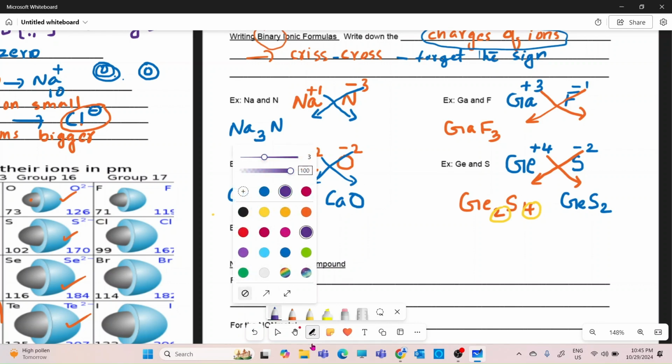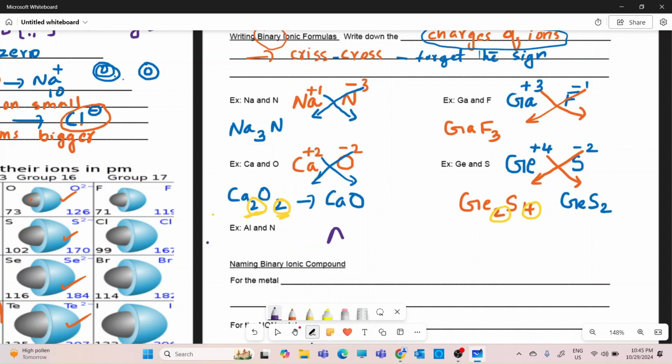Okay. Next one, aluminum. Aluminum is this one, charge is plus 3, nitrogen minus 3. We'll do the crisscrossing, then you will get Al3N3. But these two numbers are reducible, so reduce that. You can divide that by 3, so the simplest formula will be AlN. Okay, that's it for today.